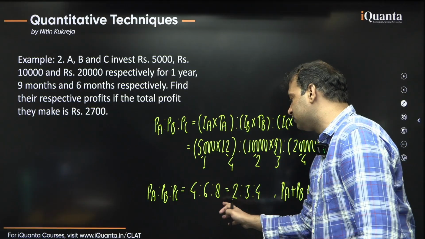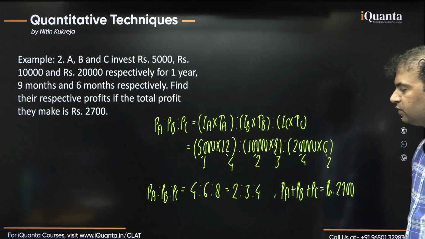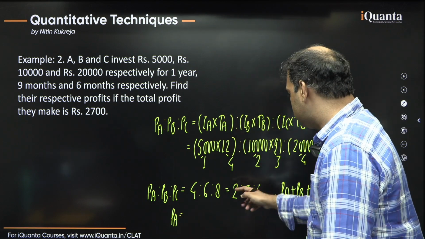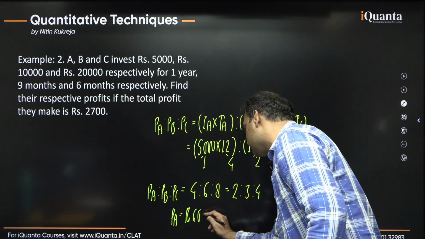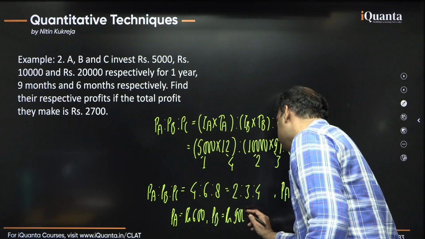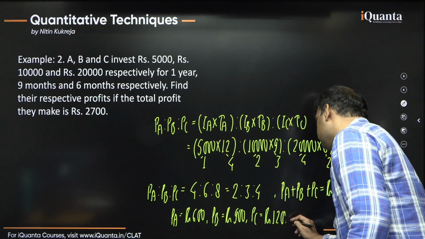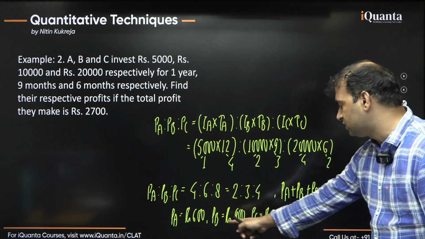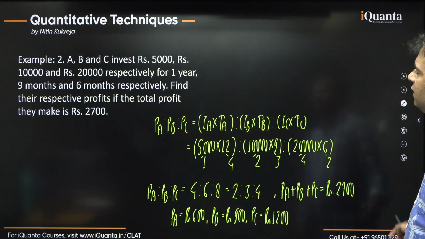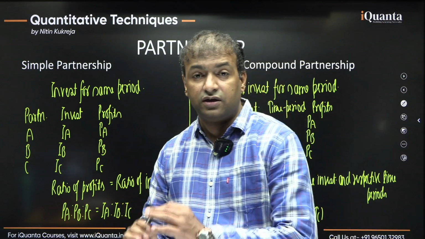Let's assume the profits are 2, 3, 4. The sum will be 9, and this is 2,700. So 9 is equivalent to 2,700. That means 1 is equivalent to 300. So 2 must be equivalent to 600. All right. 3 must be equivalent to 900, and 4 must be equivalent to 1,400, right guys? So this is how we got the profit of each one of them. Okay, you can in fact cross check the ratio is 2 is to 3 is to 4. Yes, the sum should be 2,700, which is also matching. Okay, so this is how we understood these two kinds of partnerships with their examples.